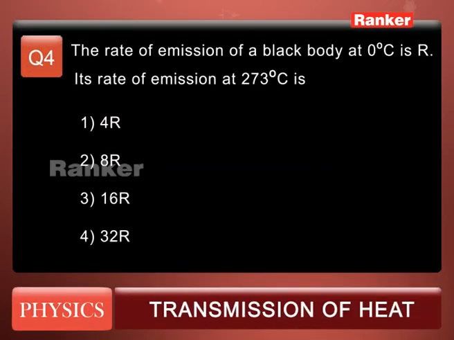Question number 4. The rate of emission of heat from a black body at 0 degrees Celsius is R. Its rate of emission at 273 degrees Celsius is. First option, 4R. Second option, 8R. Third option, 16R. Fourth option, 32R.